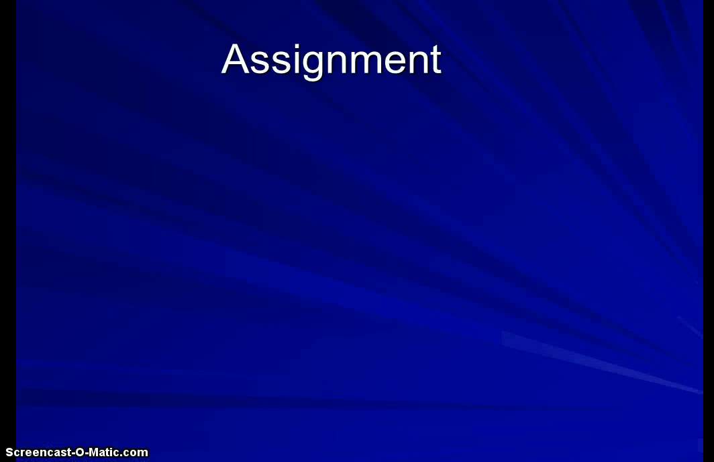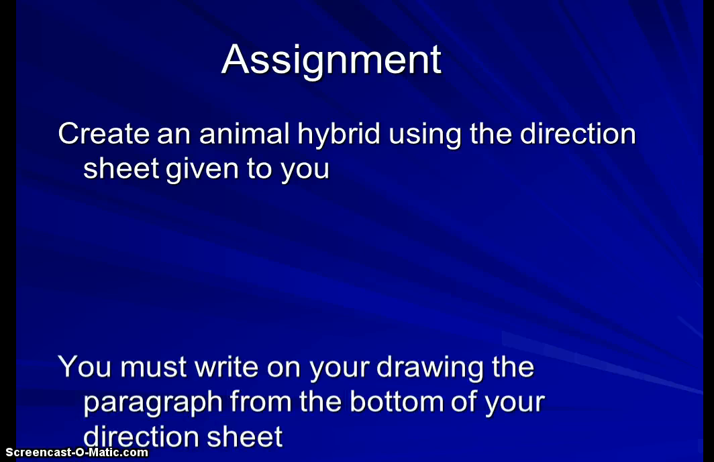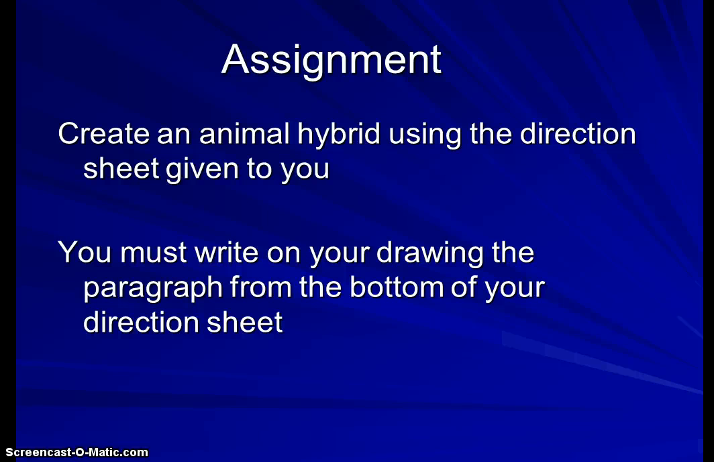But what you're going to do is create an animal hybrid using the paper that you're going to get in a minute, and it's going to give you a bunch of different boxes, and you can choose from those boxes. You have to choose the things that you're going to mix together from the same box. So if you wanted to do a wolf crossed with a coyote, you could do that, but you could not cross a wolf with a bobcat because those are two different boxes or groups. Okay, so you have to pick from the same group.